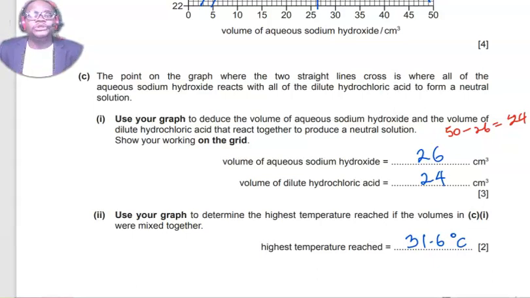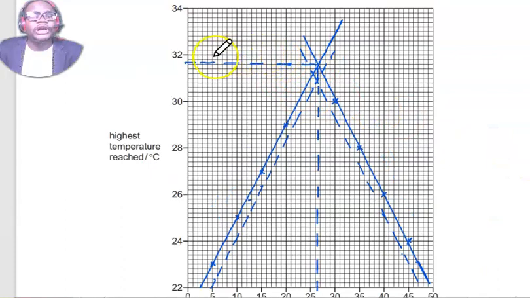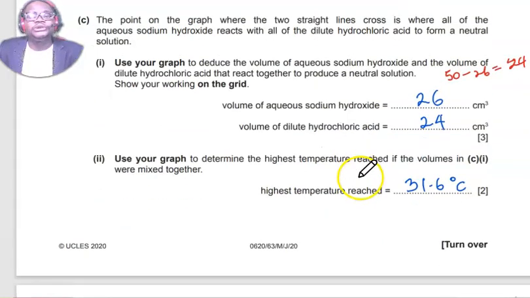So the highest temperature reached from the graph is 31.6. We read the graph here. Okay, 31.6. This is 30. This is 31. And of course, you have three divisions here. Each of them will be 2 points. So you have 31.6 degrees Celsius.